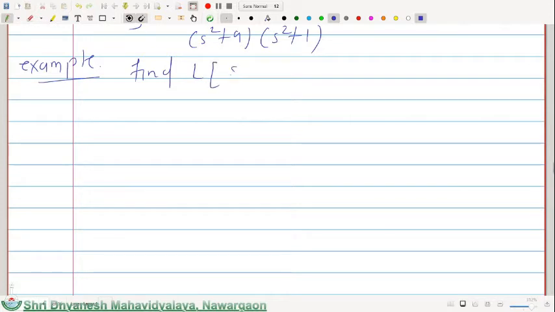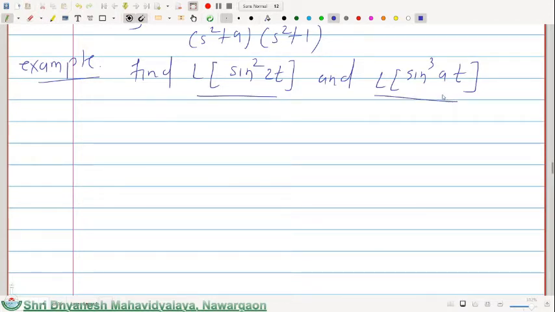Find the Laplace transform of sin square 2t and sin cube at. I am going to find the Laplace transform of the first one, and the second will be left for you. Okay, the solution.